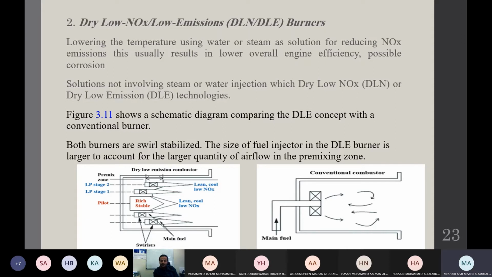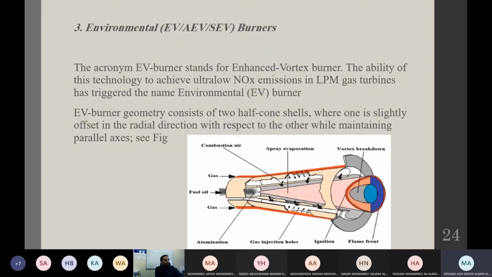The two pictures down are a comparison between the conventional burner and the dry low emissions burner, and the size of the flow injection in the dry low emissions is bigger to gain a high amount of air flow inside. Next slide.